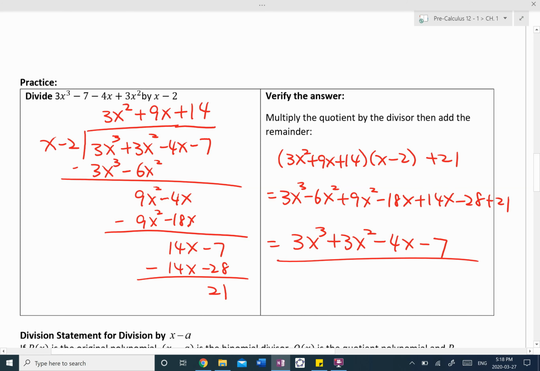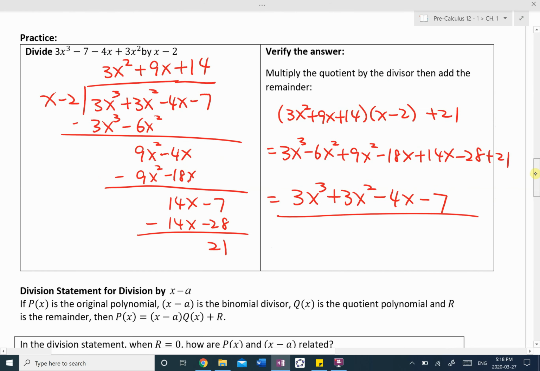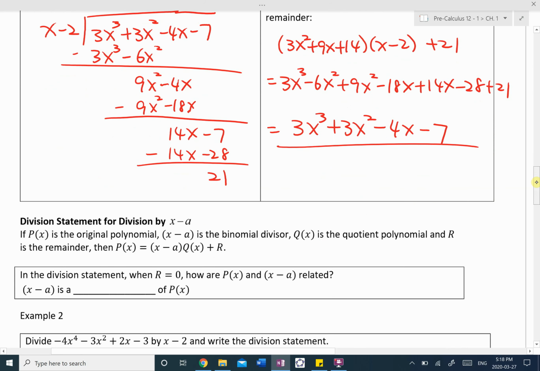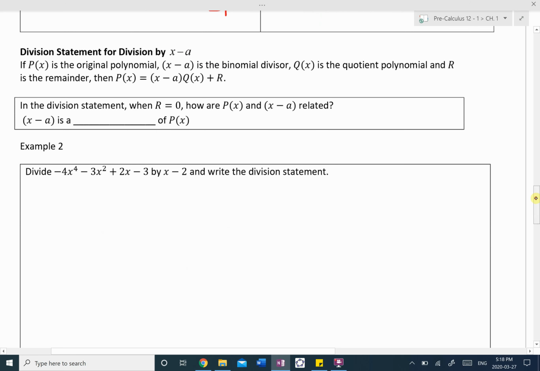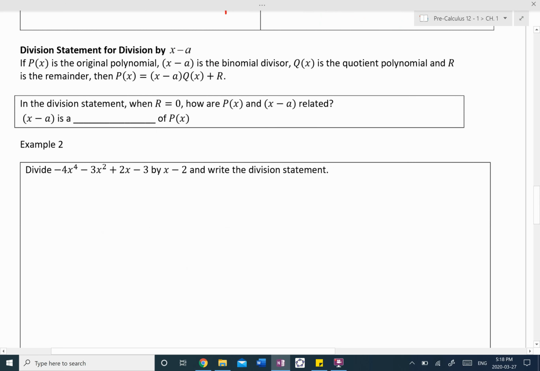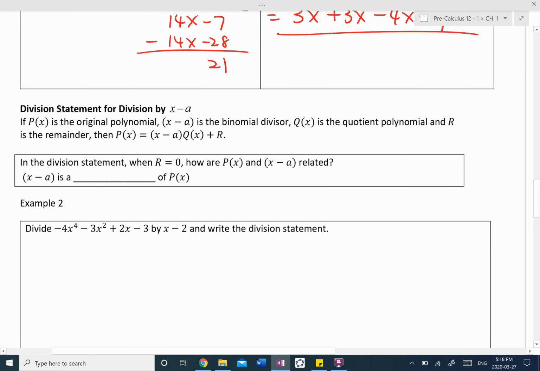So this indeed equals our dividend, so I'm sure that I did it right here. All right, so again, if you have any questions, you can send me an email, I suppose. I just created the teams. So if you haven't downloaded the app, I guess you could download the app and send me a message if you have any questions, okay?